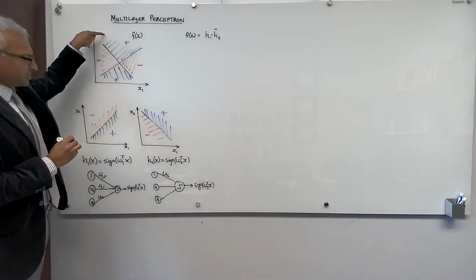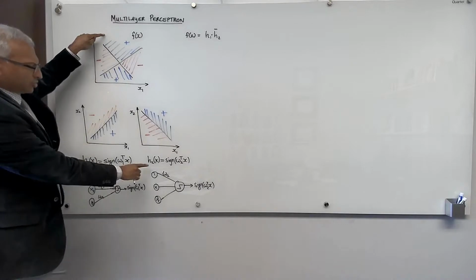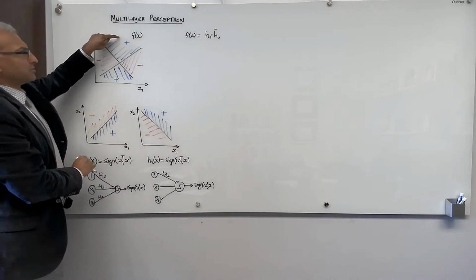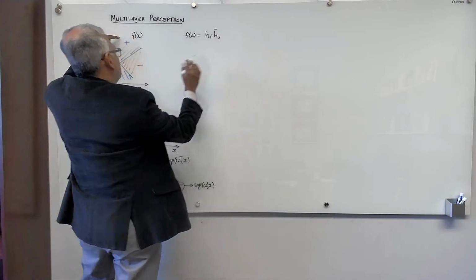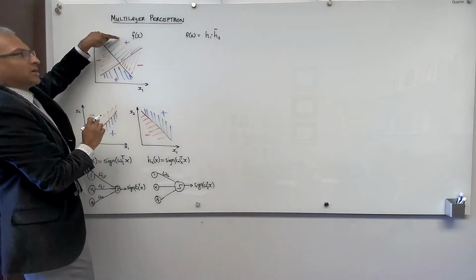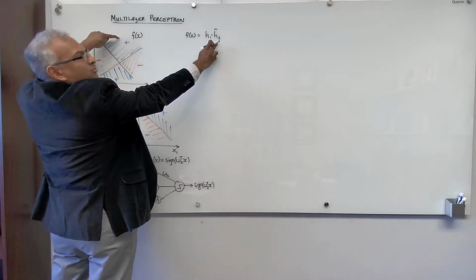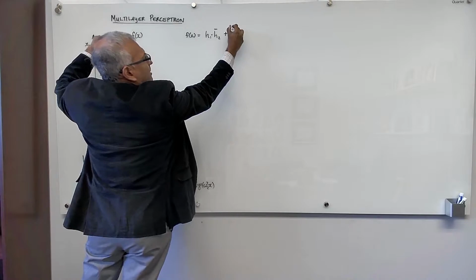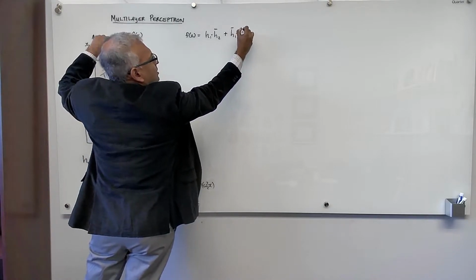Okay? And in this region, h2 is plus 1, okay? And h1 is minus 1 in this region. And we will say, so either, for f of x to be plus 1, either h1 is plus 1 and h2 is minus 1, or, okay, h1 is minus 1 and h2 is plus 1.